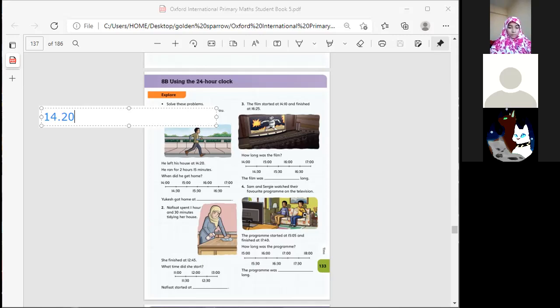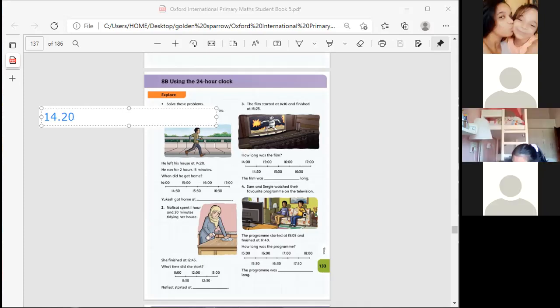Ma'am, how do I write in my copy? If you're writing in your notebook, then you can write word problems. Then you can write page number, whatever is in your textbook. My textbook, it is 133. Okay, and you can write question number 1. You don't need to copy it all. Okay, so 14:20 you will write.